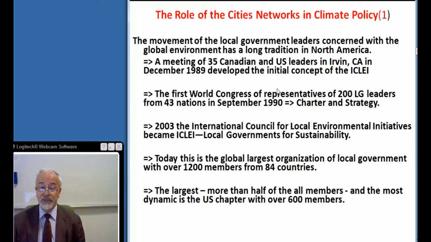They changed the name in 2003 to Local Governments for Sustainability, but this is still a very important organization, with over 1,200 members from 84 countries and headquarters in Bonn, Germany.